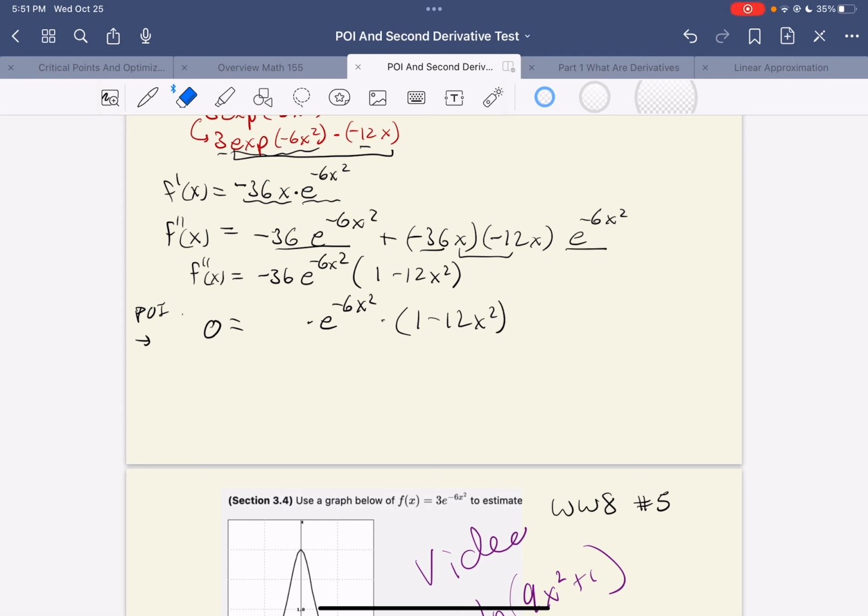Now we need to look at this. Again, I'm multiplying two numbers. Number 1 is in this costume. Number 2 is in this costume. The only way to get 0 is if at least one of them is 0. But e to the, and then whatever you want, is never going to equal 0. It's never going to happen.